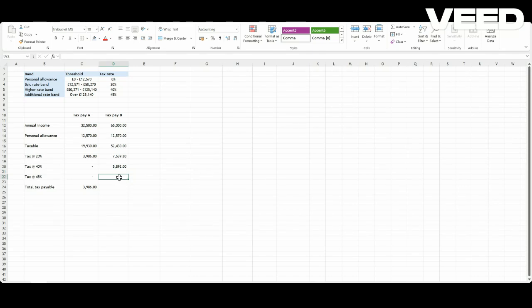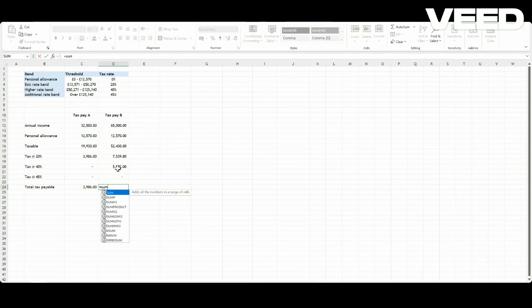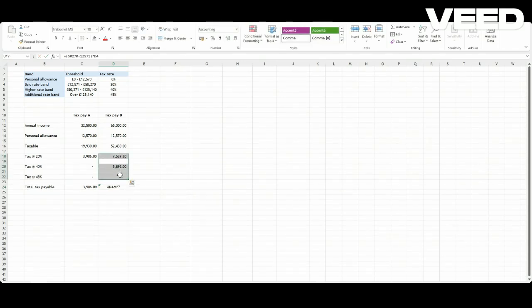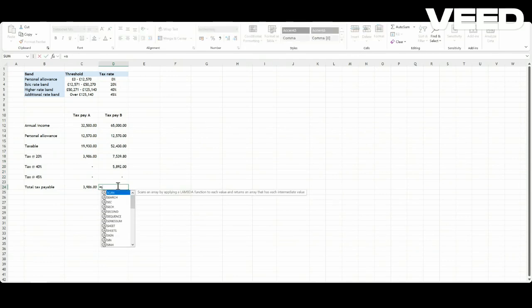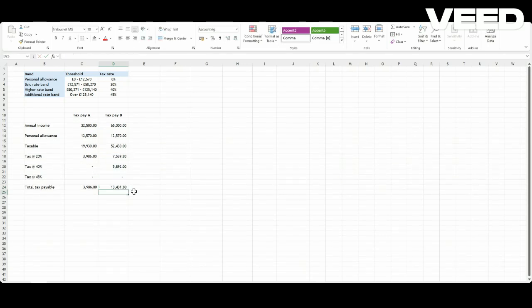And we come here to 45%. Taxpayer B does not fall within the 45% tax rate, the additional rate band, so it will be 0 here. So our total tax payable will be the total of the 20% and the 40%. The total tax payable for taxpayer B will be 13,000.